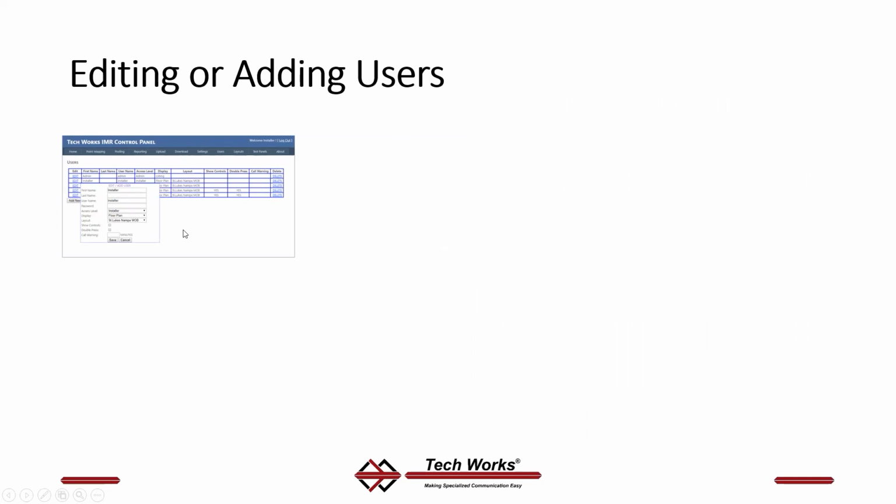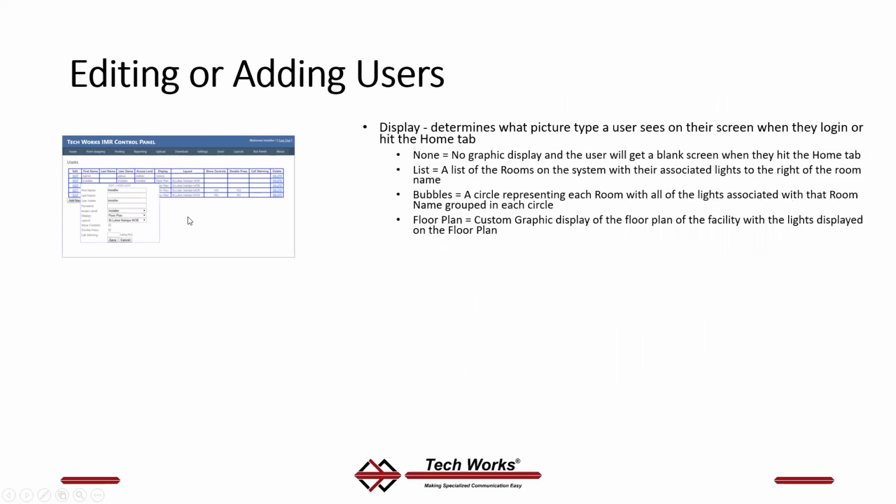Editing or adding users. So if you click edit, you're going to get this screen. If you click add, it's going to make you fill out the name, and then it's going to give you this exact same drop-down menu. The next thing on this list, in other words, we've already talked about the installer first and last name, username, password, and access level. Now we're here, right here, display.